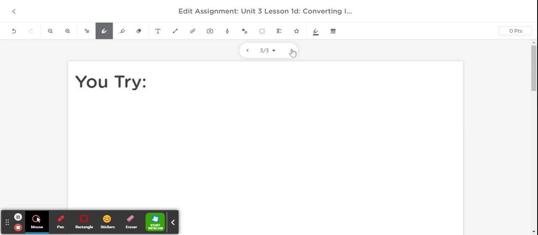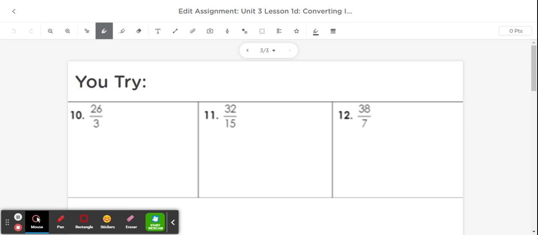Okay, now it is your turn to try. Go ahead and try these 3 problems, and then come back and see if you did them correctly.